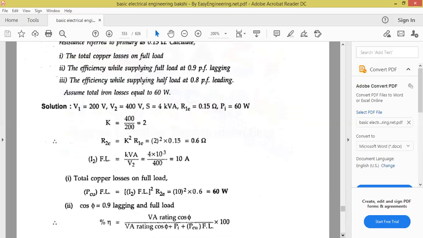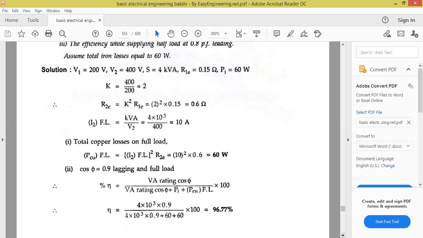Okay, so first calculate the given quantities, R01 as I mentioned. K we can calculate. R02 equal to K square into R01. Just now I mentioned, remember this formula. Okay, a direct shortcut formula, this one. R02 equal to K square into R01. Remember this one. Now similarly you are going to calculate I2. Now the rating is 4 kVA.